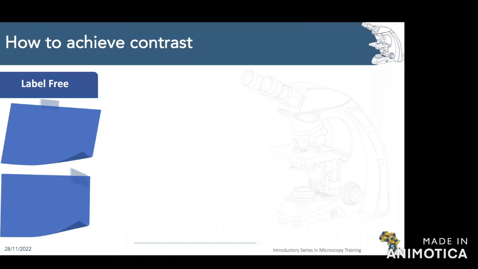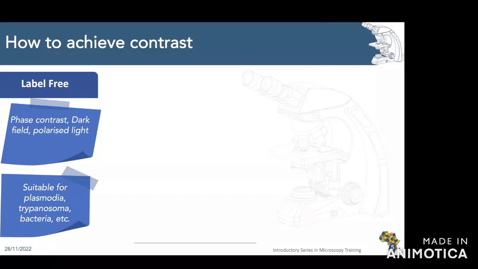So how do we achieve contrast? The first is really kind of the simplest, which is label free. And you can do this via phase contrast, dark field, or polarized lights. And so for each of these, we've provided an example. So for phase contrast, something like Plasmodia or trypanosoma or bacteria can be visualized in this way. And this is by no means an exhaustive list.